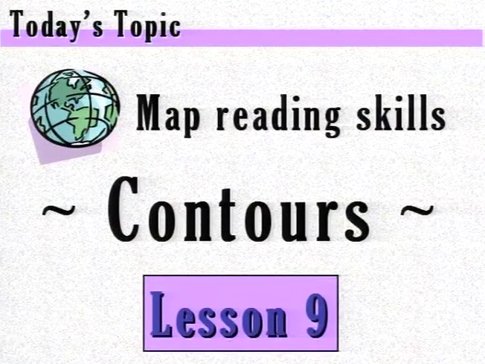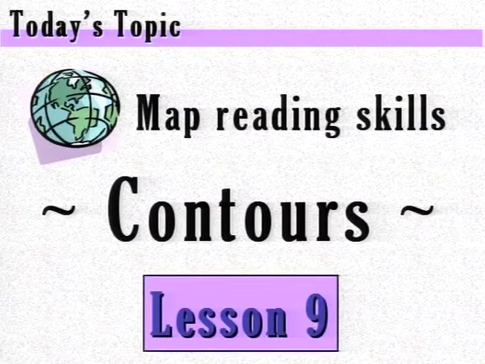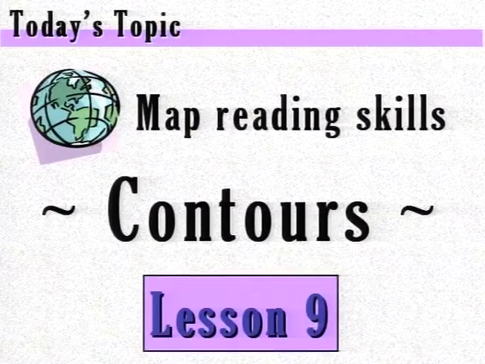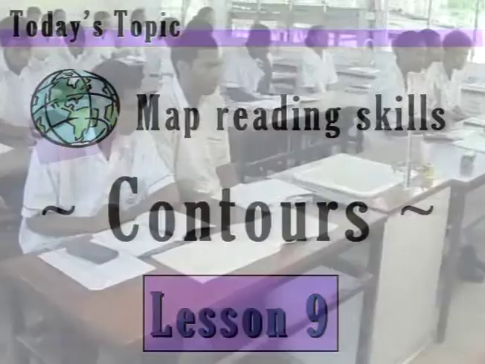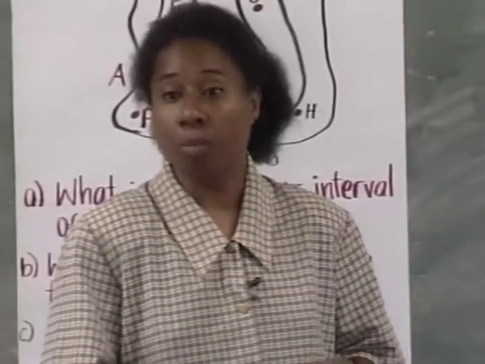Our lesson in geography will still see us look at some more skills in map reading. And one of those important skills that we are going to move to now, looking at today, is that of interpreting what we call contours. So our lesson will be based mainly on interpreting contours on topographic maps.